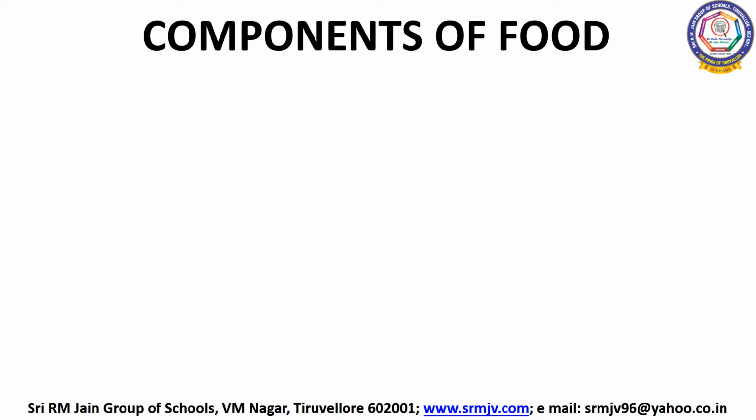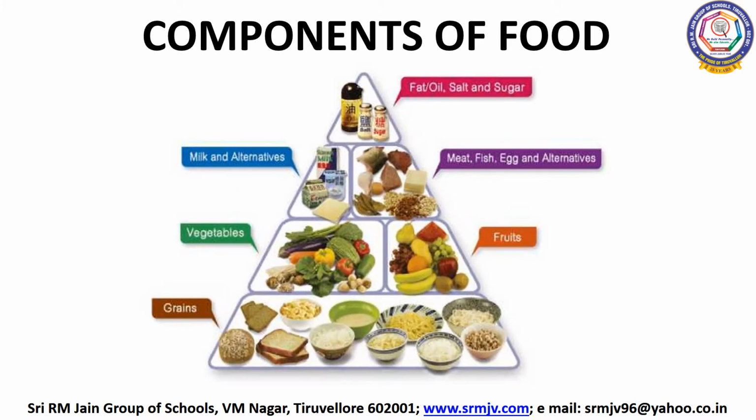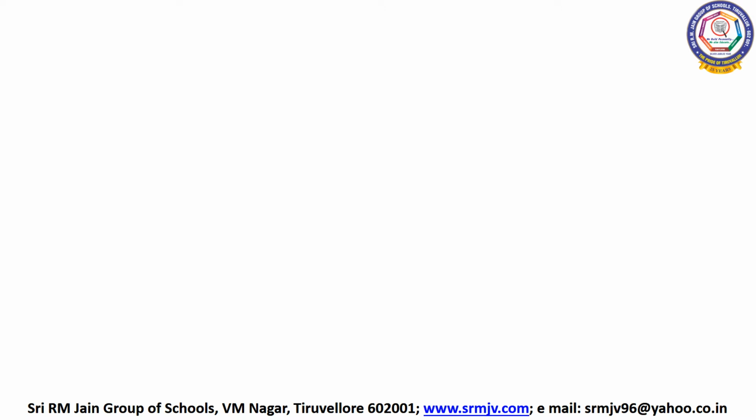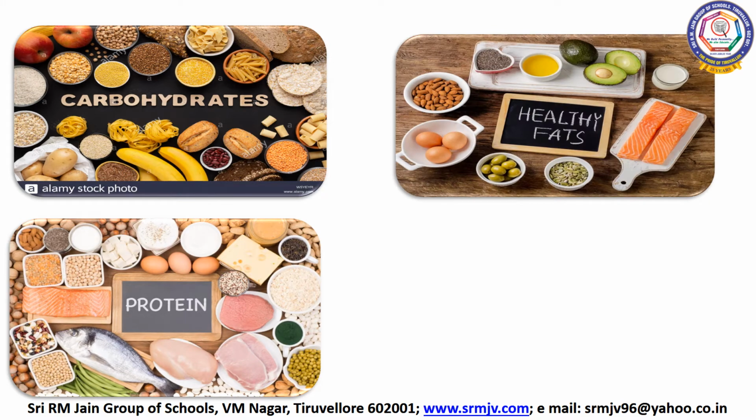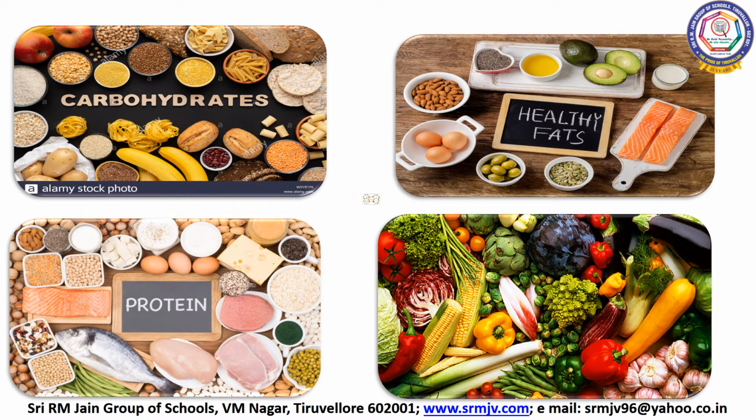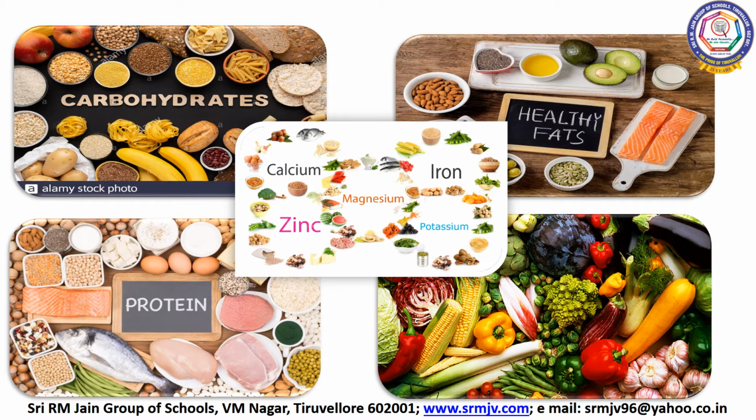You have also studied about components of food known as nutrients. There are 5 major nutrients. Let's see what they are. Carbohydrates, proteins, fats, vitamins and minerals. These are the 5 major nutrients.